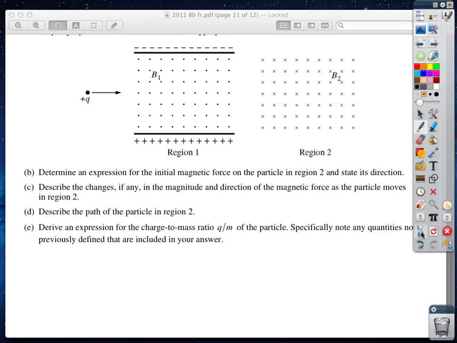Part D, describe the path of the particle in region 2. So in region 2, this should do what? If it's pointed up, if the force is pointed up. Let's see. Van, what is this path going to look like?